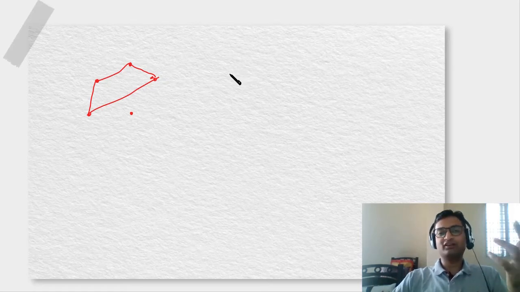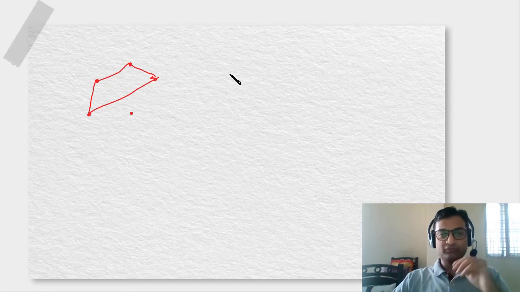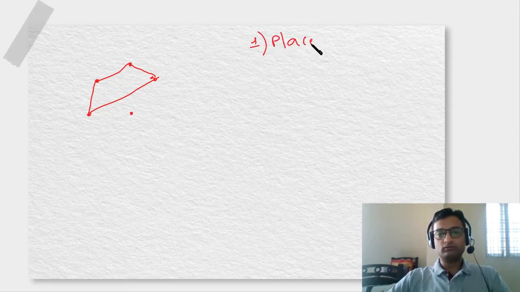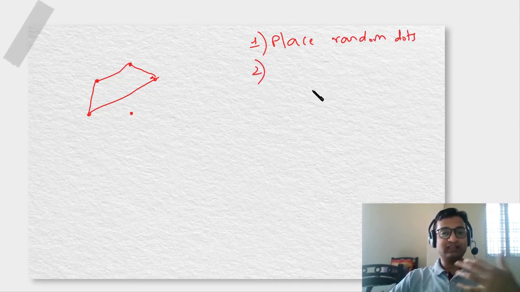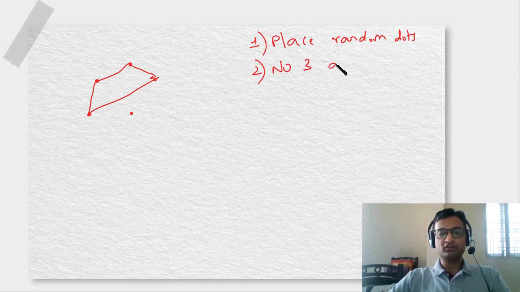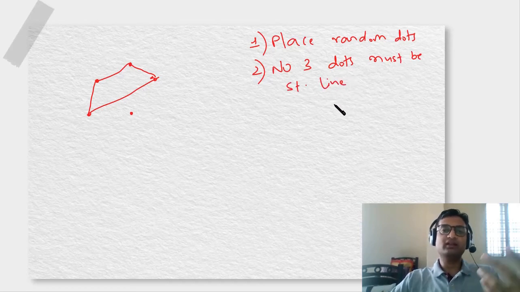Now what does this polygon have to do with the story? The thing is, I'm going to set some rules. Rule number one, I'm going to place random dots. You can play it as a game as well. Rule number two, no three dots must be in a straight line. These are the rules with which I'll be placing my dots.